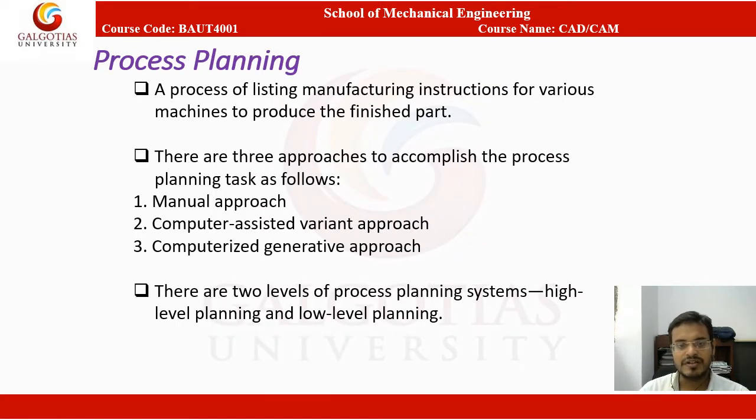So process planning is a process of listing manufacturing instructions for various machines to produce the finished part. Suppose when you draw something in a drawing, after that we plan which manufacturing process will be used and which part is to be used for which machine. So there are 3 approaches to complete this process: the manual approach, then the computer assisted variant approach, and the computerized generative approach. There are two levels of process planning system: high level planning and low level planning.